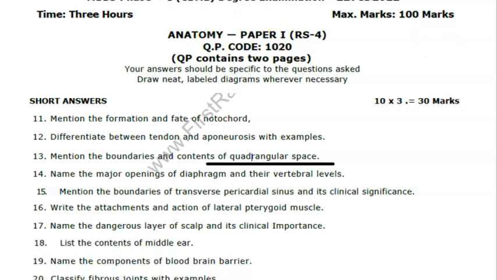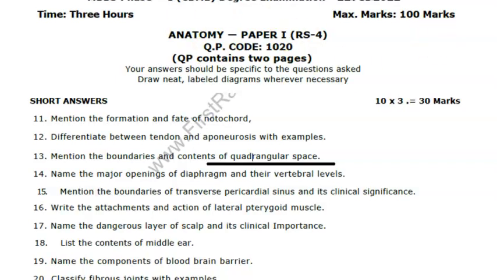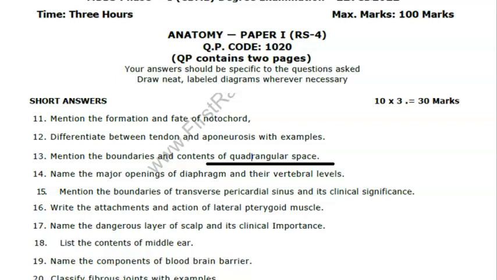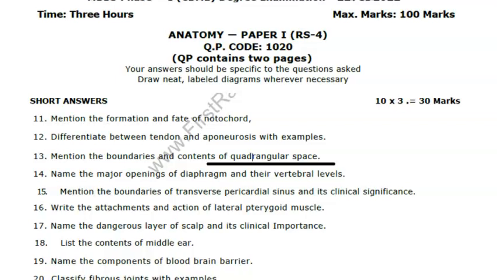Hello everybody. In this video we want to look at a previous year question. For 3 marks it has been asked, only 3 marks. They have asked, mention the boundaries and contents of quadrangular space. Some quadrangular space. So what do you mean quadrangular? Some 4 boundaries will be there, right?